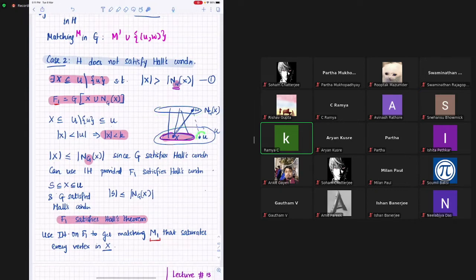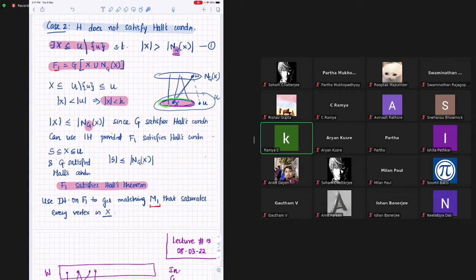And U clearly is outside this set because X is a subset of U minus U. But don't worry about this. This guy will be matched in U minus X. He will be there in U minus X. So the other graph, F2, when we define it, will take care of it. Right now, what we want to do is find a matching that saturates all of X. So for that, we have to use the inductive hypothesis.